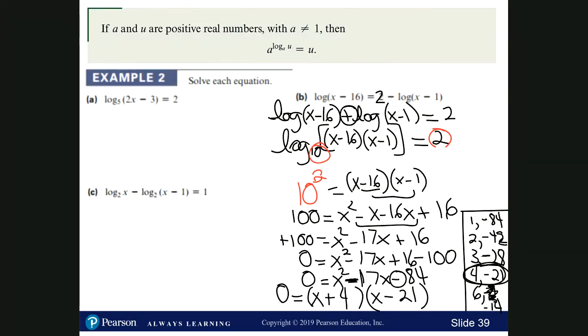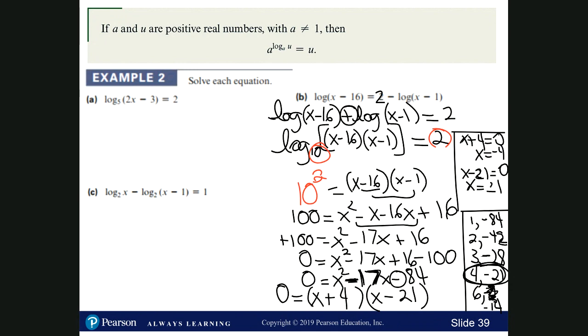So now, once we have our two factors, remember we take each factor equal to 0. So we have x plus 4 equals 0. So that means that x is equal to negative 4. And for our other factor, x minus 21 equals 0. X will be equal to positive 21.